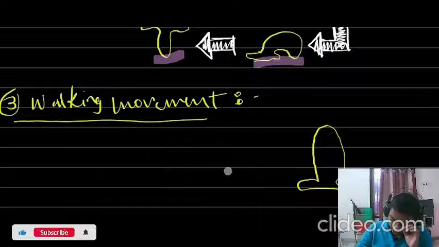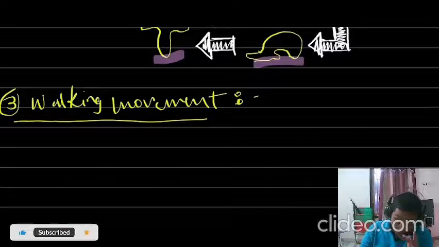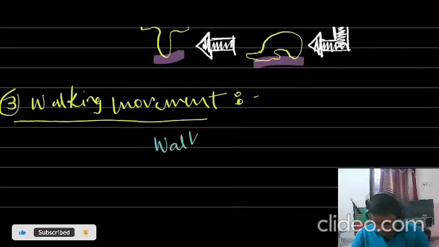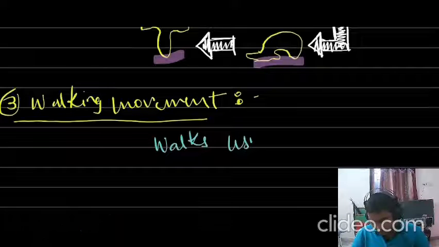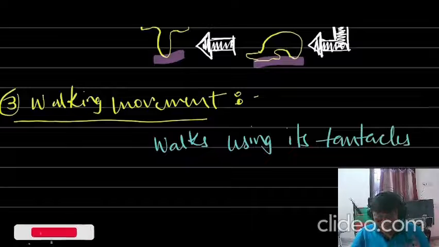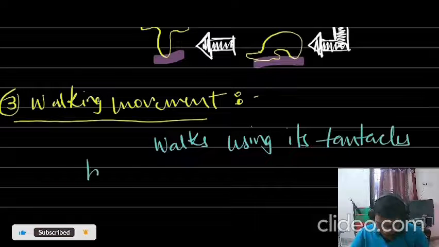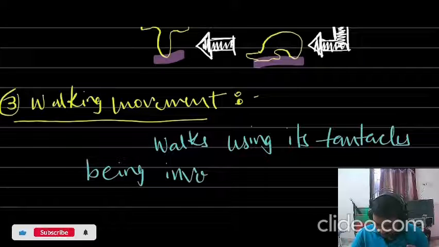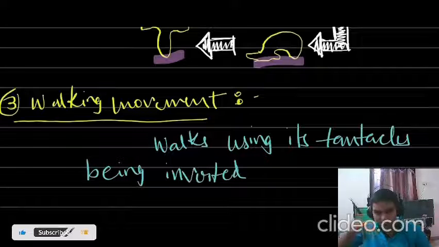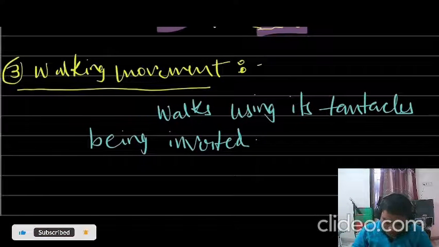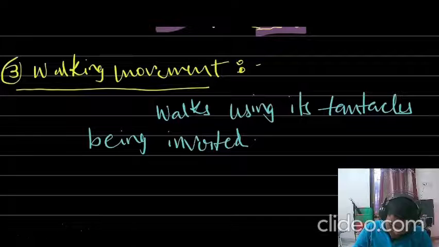So what we have to write, we need not draw the diagram, just remember it. Walks using its tentacles, being inverted. By being inverted, it walks. Now the last movement which is shown by Hydra is floating movement.